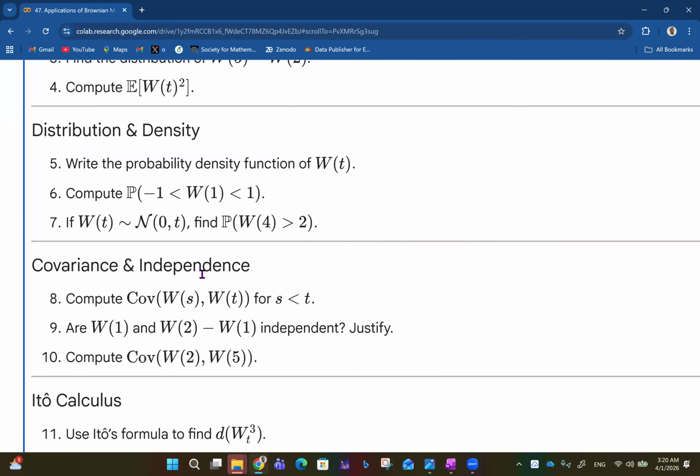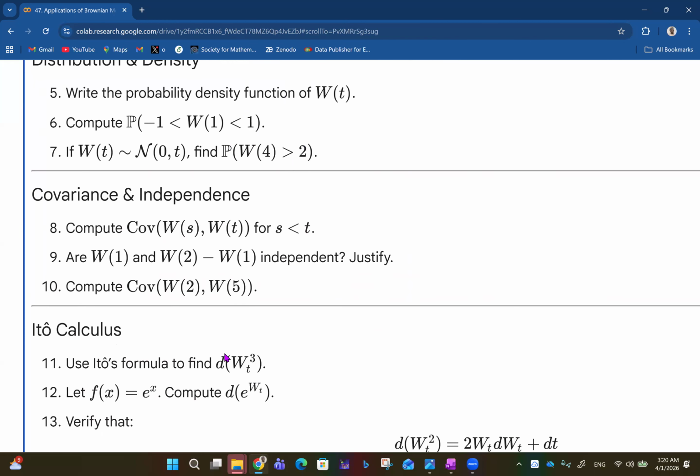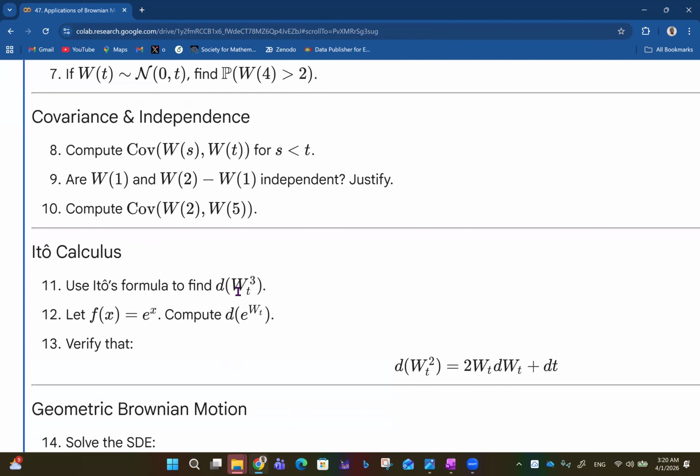Then there's covariance and independence. You have all of this. So you want to use Ito's formula to find d of W sub t cubed. Then maybe when we get to Ito calculus, we'll talk about it. Then let f of x be e raised to x. Compute d of e raised to W sub t. Then verify this. I mean, we saw this up there from that very heavy formula.